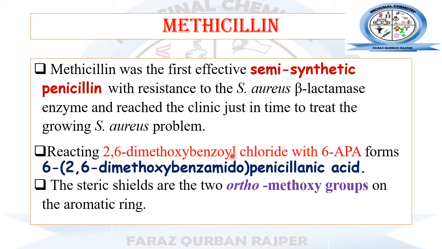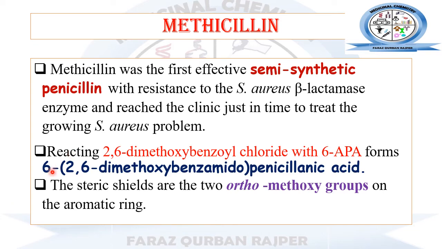It was first synthesized by the reaction of 2,6-dimethoxybenzoyl chloride with 6-aminopenicillinic acid. It means the same 6-aminopenicillinic acid, which is the basic ring nucleus of penicillin, was used in the culture media, and in this reaction media 2,6-dimethoxybenzoyl chloride was used, and in this way the newly derived form is methicillin.